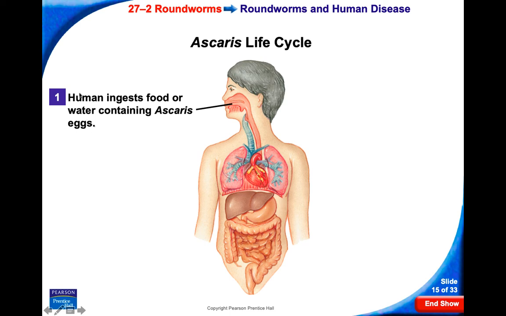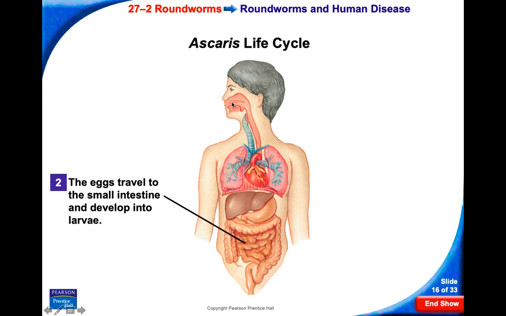The way that it works is we'll just start with one here. A human may ingest food or water that has Ascaris eggs. How the water or food gets these eggs, we'll find out at the end of this life cycle. But in any case, infection. So these Ascaris eggs enter the body system. These are already fertilized eggs.